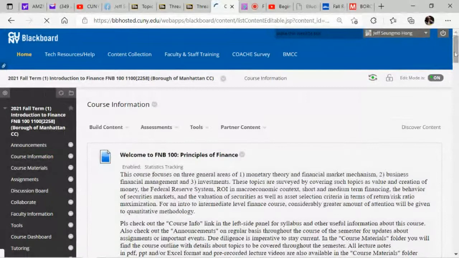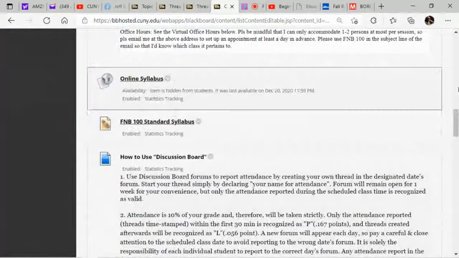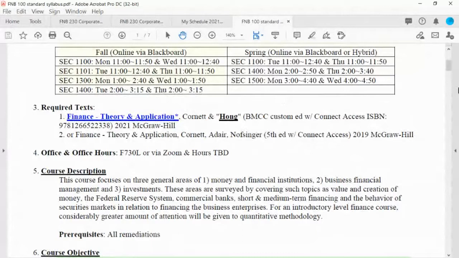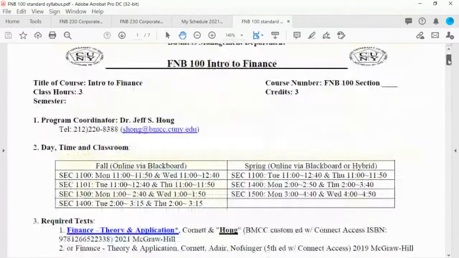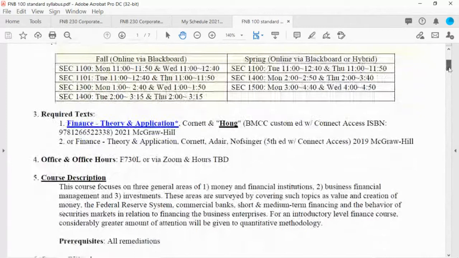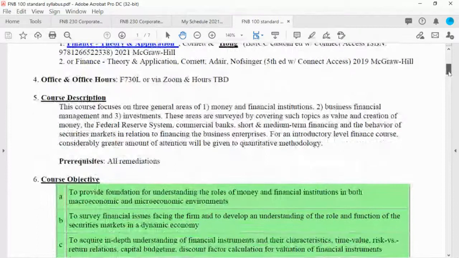So if you go to the course information, right, you will find this. It's not something you can see, and it's inactive now, but this is the syllabus. And if you click on that, you'll be able to find the textbook information. This is fall, so I have four sections of FNB 100, plus I have FNB 230 and FNB 300. So my time is really thin, you would understand.